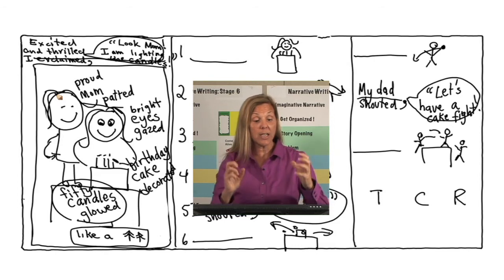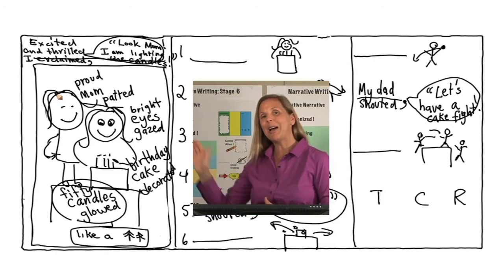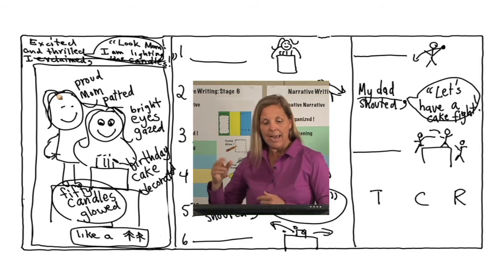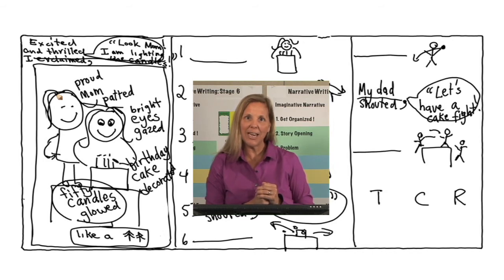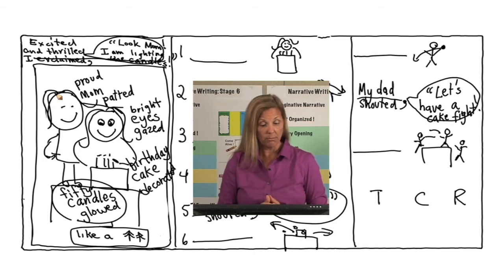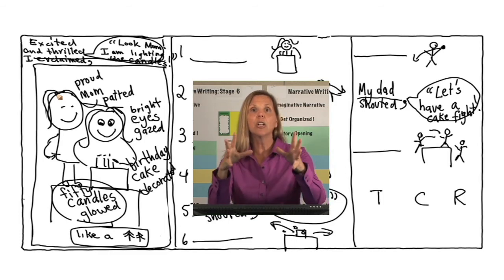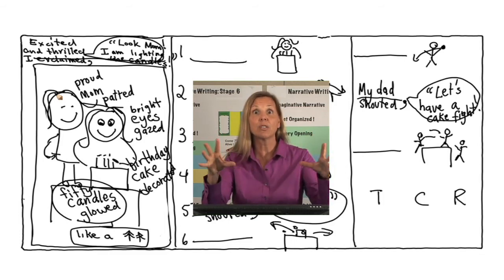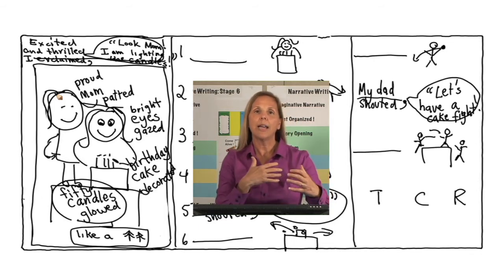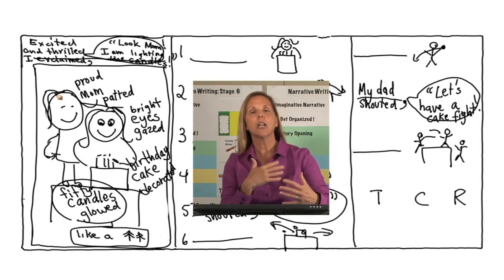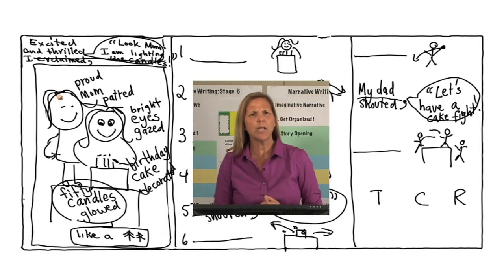Excited and thrilled, I exclaimed, look, Mom, I am lighting the candles on my cake. My proud mom patted me on the back as my bright eyes gazed at my dad's birthday cake. That sounds pretty good. I lit 50 candles that glowed like there was a forest fire set in the kitchen. That sounds pretty good. Notice I'm stopping, fixing it, going back, rehearsing it, adding more words. I think I'm going to say it one more time.